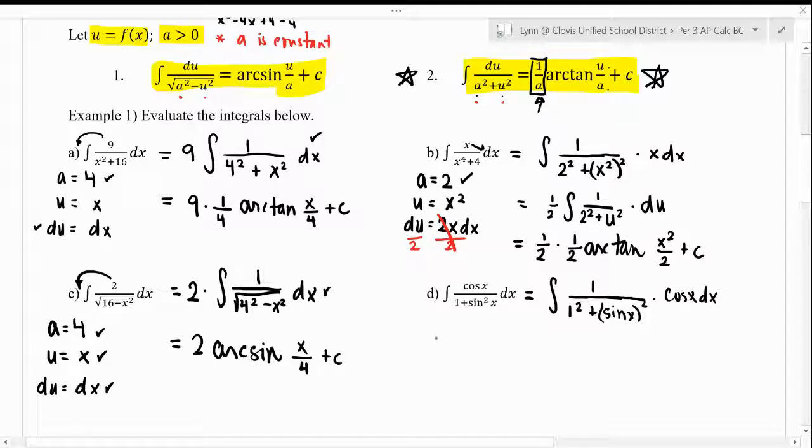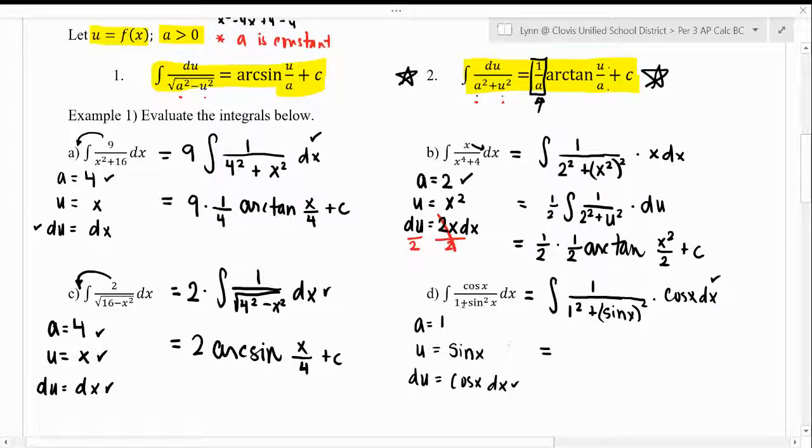And then let's go ahead and write out what is a, what is u, and then calculate my du. So a, the number value being squared, is 1. u is the variable piece being squared, so that would be sine of x. And then now let's calculate that derivative. So the derivative of sine is cosine of x dx. And see how perfect that matches up? So yay! I just now do my substitution.